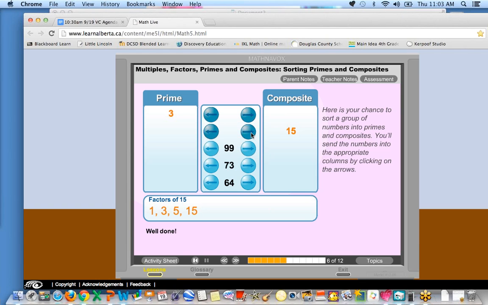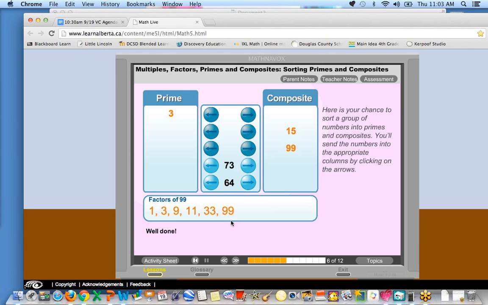99. What do you guys think? 99, prime or composite? Good, Adam. I think it has to be composite because you have 1 times 99 and then you have 11 times 9. Oh, and 3 times 33. Look at all the factors of 99.